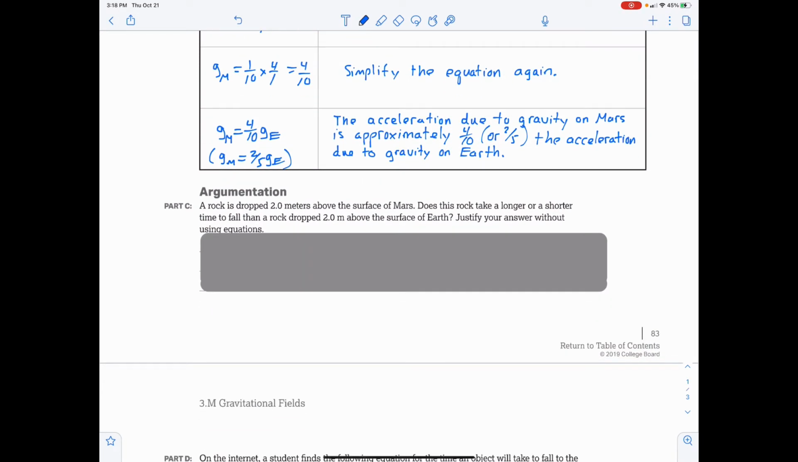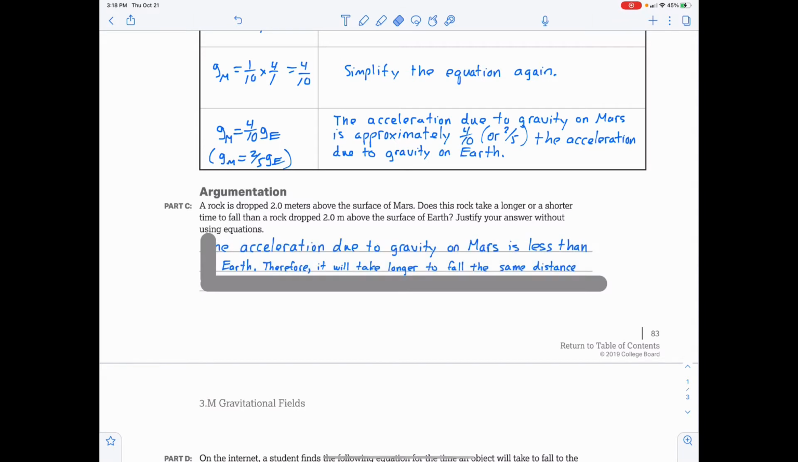Part C. A rock is dropped 2 meters from the surface of Mars. Does this rock take longer or shorter time to fall than a rock dropped 2 meters above the surface of the Earth? Justify your answer without using equations. The acceleration due to gravity on Mars is less than on Earth. Therefore, it will take longer to fall the same distance because there is less pull of gravity.